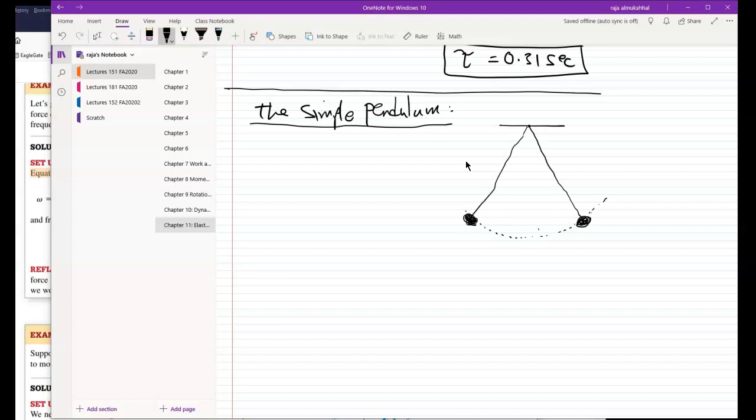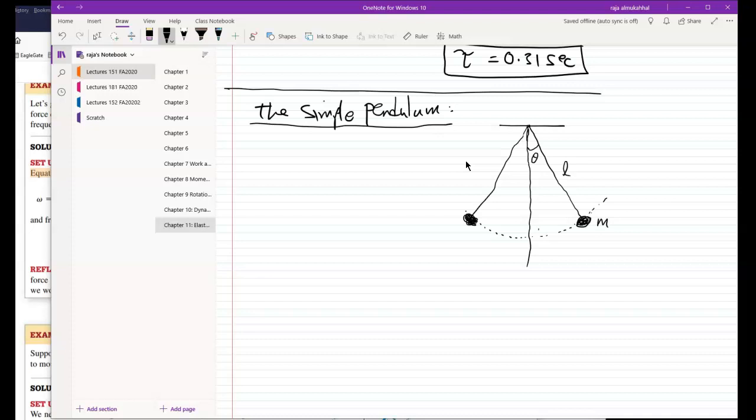Okay, and so this is the vertical right here, if I can make it vertical. Right there. And this is the angle theta. It's not terribly important for our chapter. This is the length of the pendulum, L. This is the mass. And of course, it's oscillating to and fro, okay?